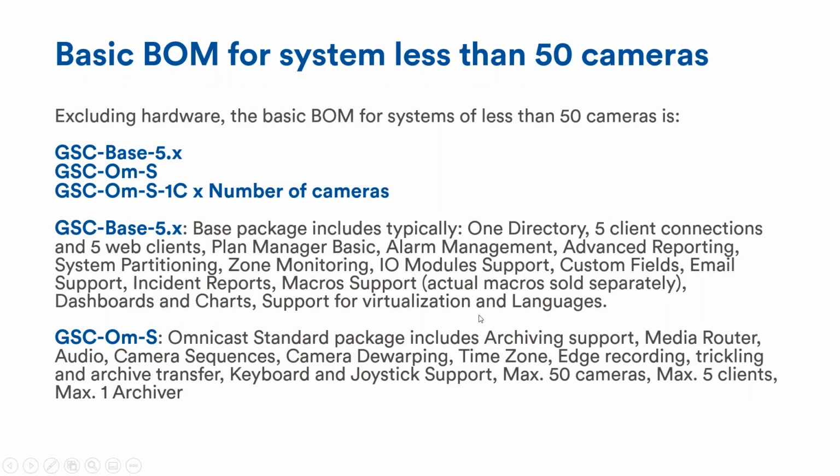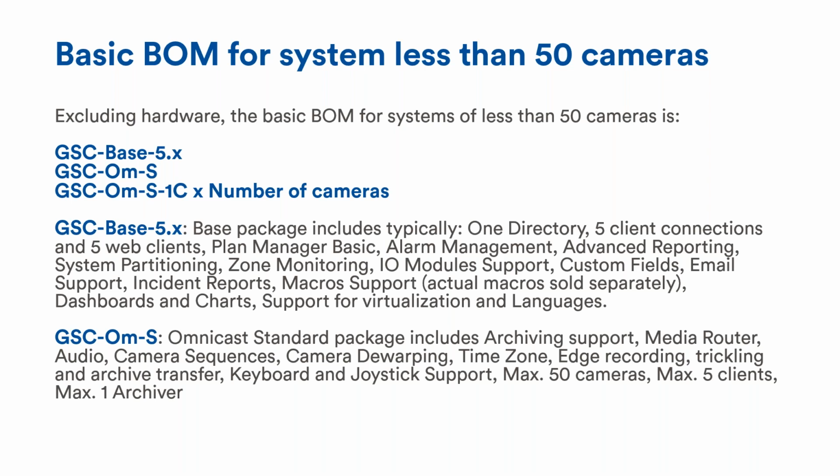Okay, so let's talk about a basic bill of material for systems less than 50 cameras. You always need that base part, GSC-base-5 dot whatever the version is. If it's a new system, it would be 5.9. We're talking about Omnicast systems, of course. The next part number would be GSC-OM-S, S stands for standard. So we have less than 50 cameras, so it would be the standard package.